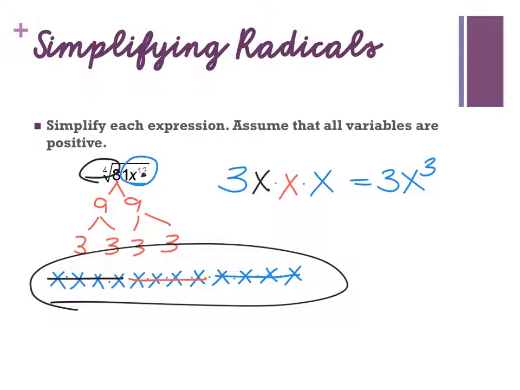12 was a little annoying, but if that exponent was like 37, you're not going to want to write out x 37 times and cross them out. So you just take the one that's underneath and divide it by the index, or the number on the outside.